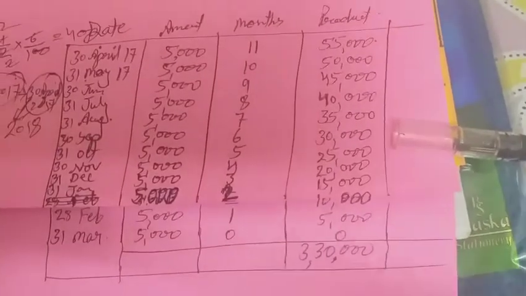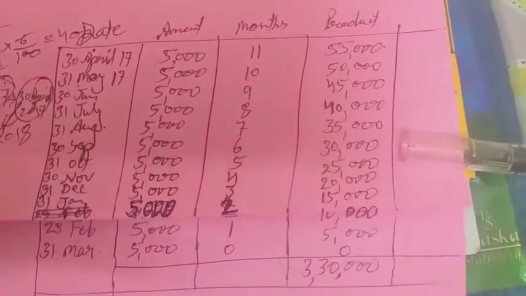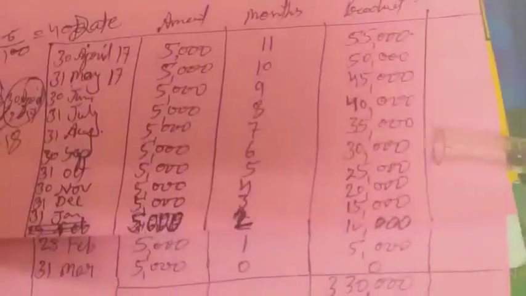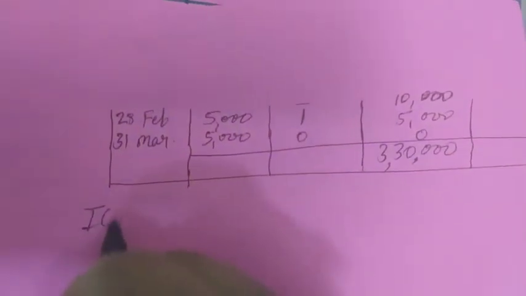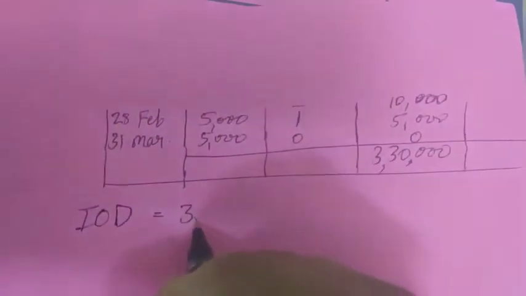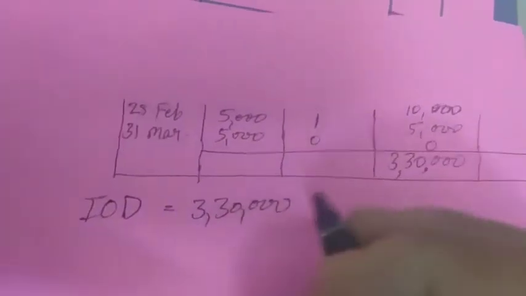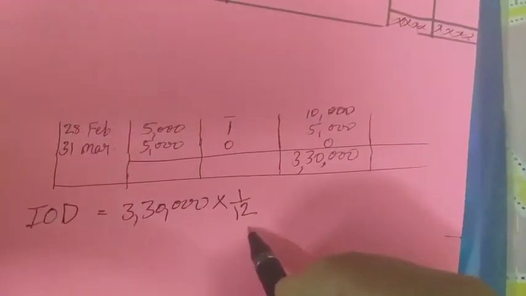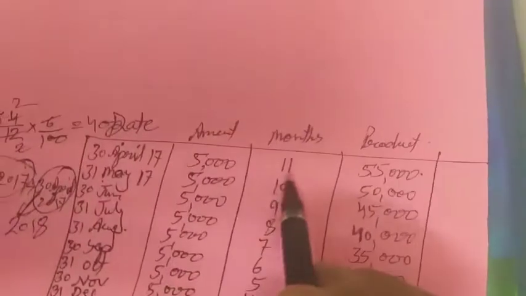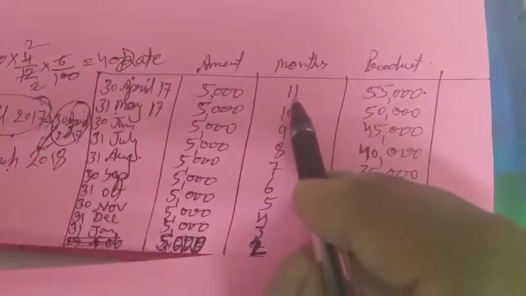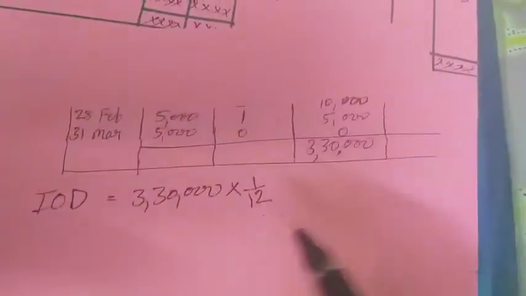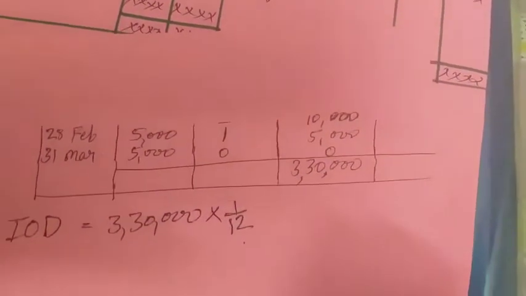Okay, so what will be the calculation? We will calculate the amount of interest on drawing, IOD, for Rajat. It is 3,30,000 multiplied by 1 by 12, because for all the amounts we have calculated in months. So that's why we will calculate according to 1 by 12. For each amount we have multiplied with the month in this format. So now here we will take 1 month for every amount.